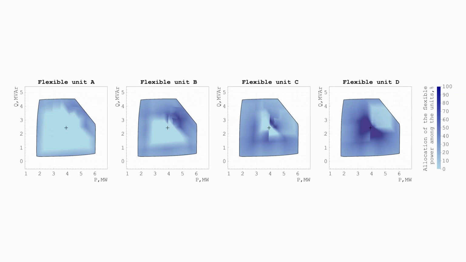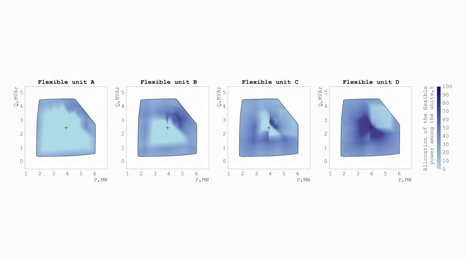So the first solution that we found is to present 4 subfigures, one for each unit, and each figure should show the percentage, the share of the flexibility provided. Let's take a look at this visualization. You can see 4 subfigures: flexible units A, B, C, and D. The color map of this figure corresponds to the allocation of the flexible power between the units in percent. So the dark blue color shows that some units are allocated up to 100% of the requested flexibility from the network.